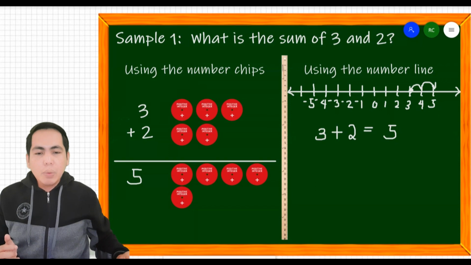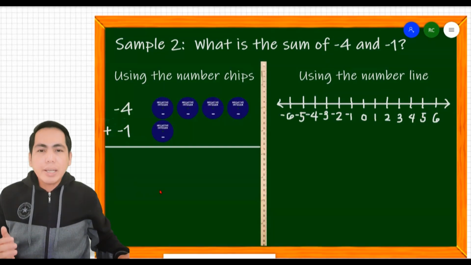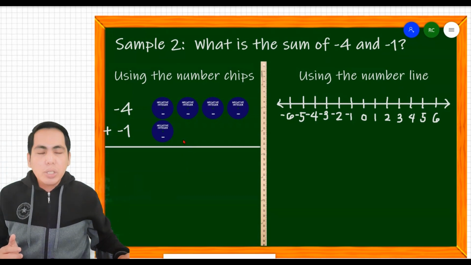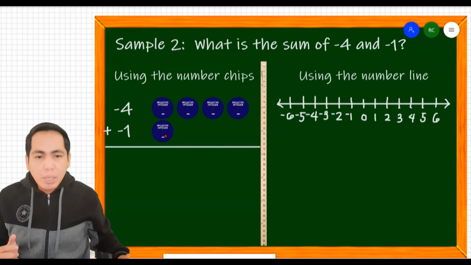Now let's proceed to our second example. What is the sum of negative 4 and negative 1? Again, we will be using the number chips and our number line. The blue number chip represents the negative integer. Since both of our addends are negative integers, we have two sets of blue chips. We have 4 blue chips plus 1 blue chip, which gives us a total of 5 blue chips.